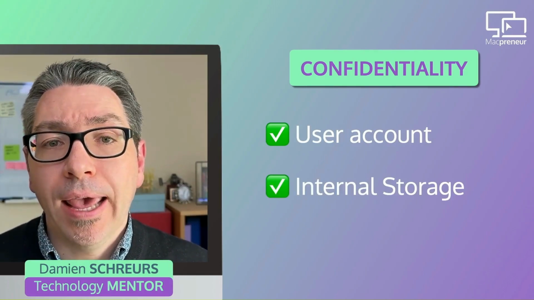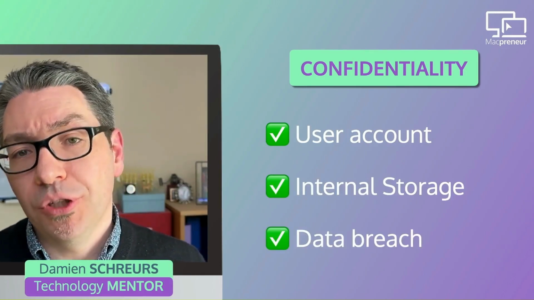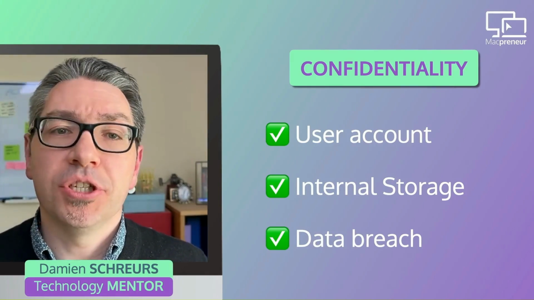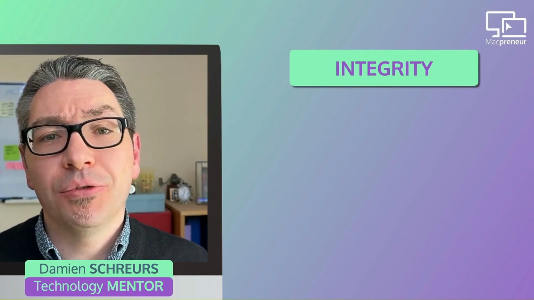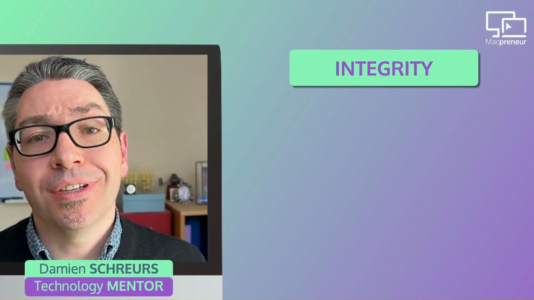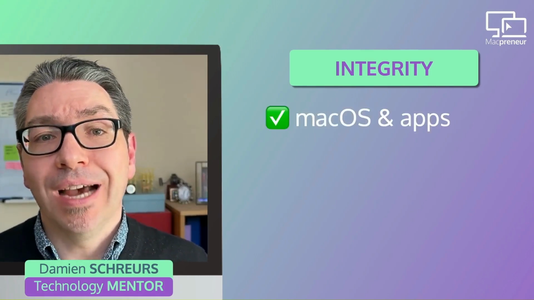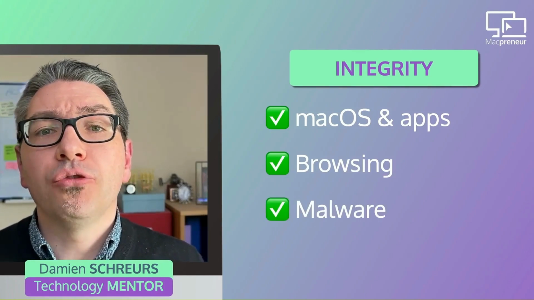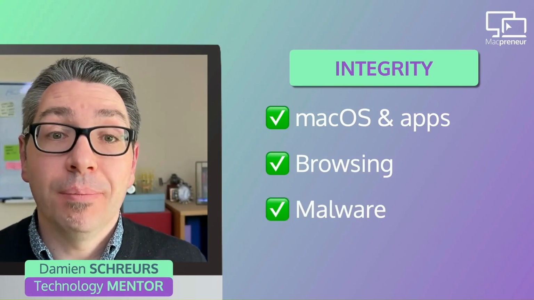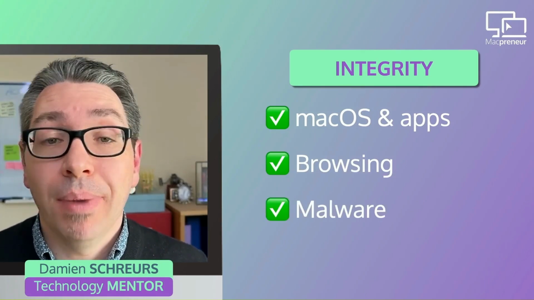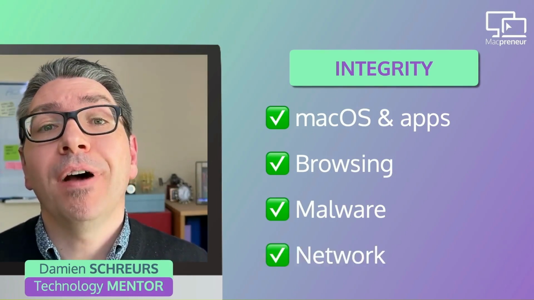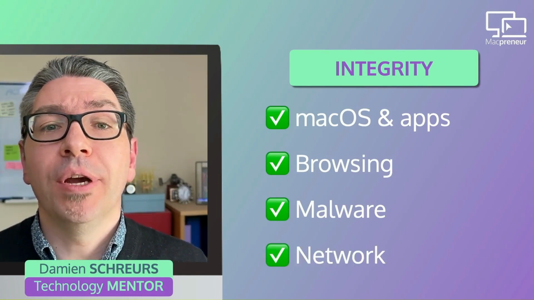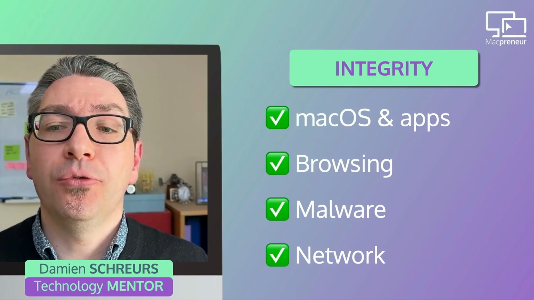So for the confidentiality pillar, the checklist covers the protection of your user account, of the internal storage of your Mac, and the minimum that you need to do to prevent data breaches. For the integrity pillar, the checklist will help you protect the operating system and the apps that you have installed, your browsing sessions, how to reduce the risk of getting bit by malware that would be missed by XProtect, and finally, how to protect your Mac when you are connected to any network.